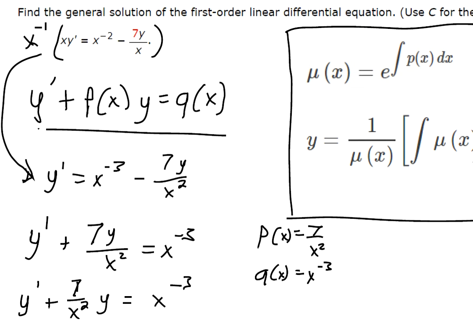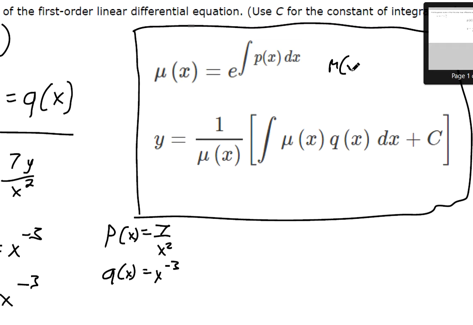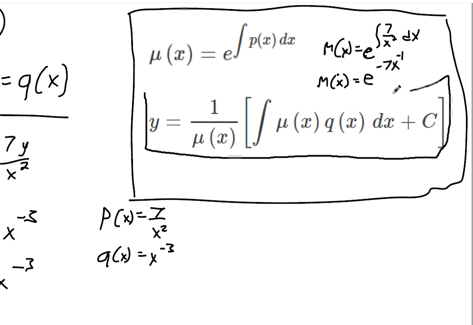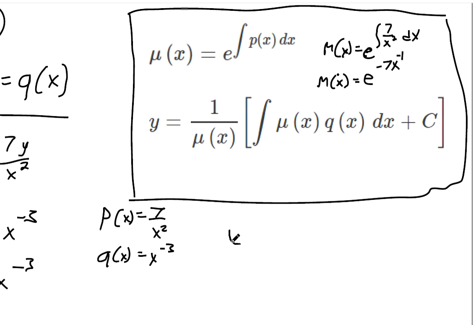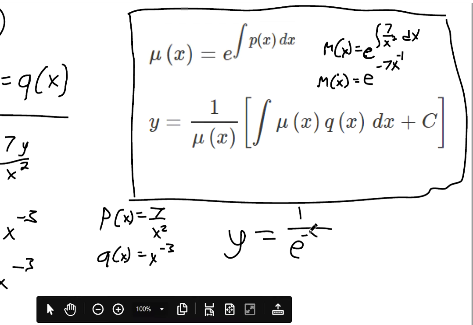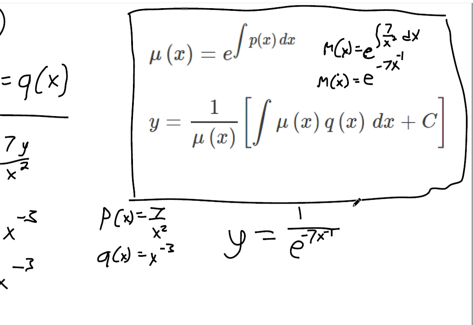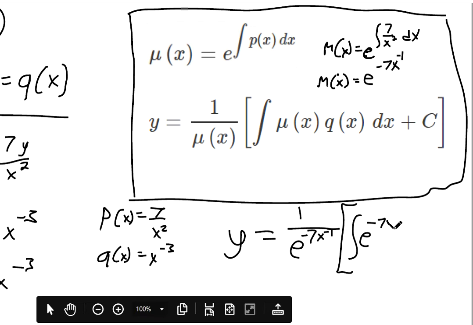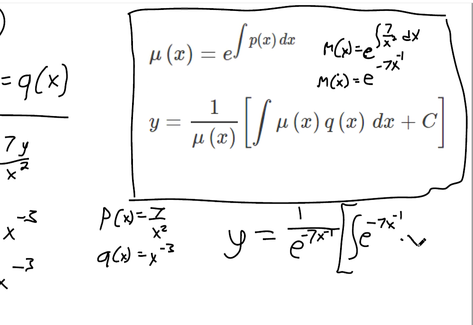So now we can use what the book's given us. We can find the integrating factor. And it's the indefinite integral of p of x, which is 7 over x squared, with respect to x. So m of x equals, now think about this antiderivative. That's 7x to the negative second. So the antiderivative there is going to be negative 7x to the negative first. Now that we have the integrating factor, we can go to the general solution formula. We want to find y. It's 1 over that integrating factor, times the integral of the integrating factor times q of x, which is x to the negative third, with respect to x, and then plus some constant c.